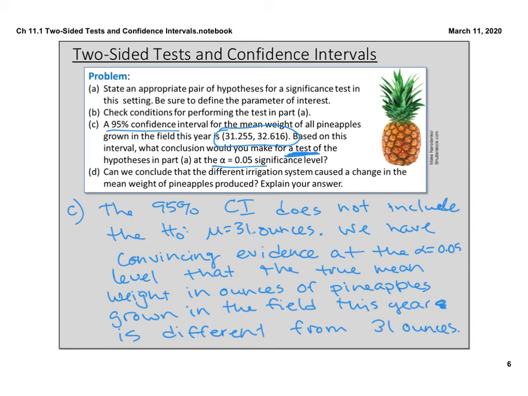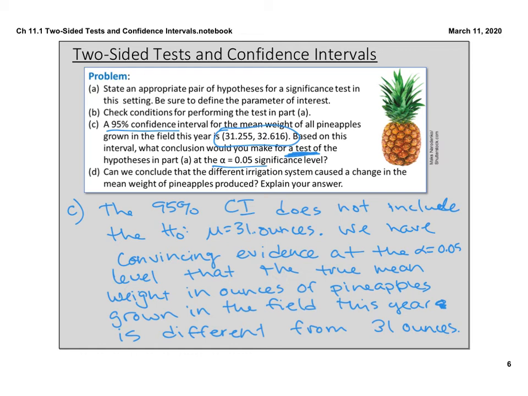Okay, so the fact that that confidence interval does not include the 31, that is enough for us to say, yeah, our confidence interval doesn't include it. We're 95% confident that the mean falls in that interval. It's 31.255 up to 32.616. So if we are confident enough that the mean falls into that interval at the 95% level, that means that at the 0.05 level, we can reject the null because we're 95% confident that the mean's in a different region. The mean falls in a different interval. So that's how that connection can be made.